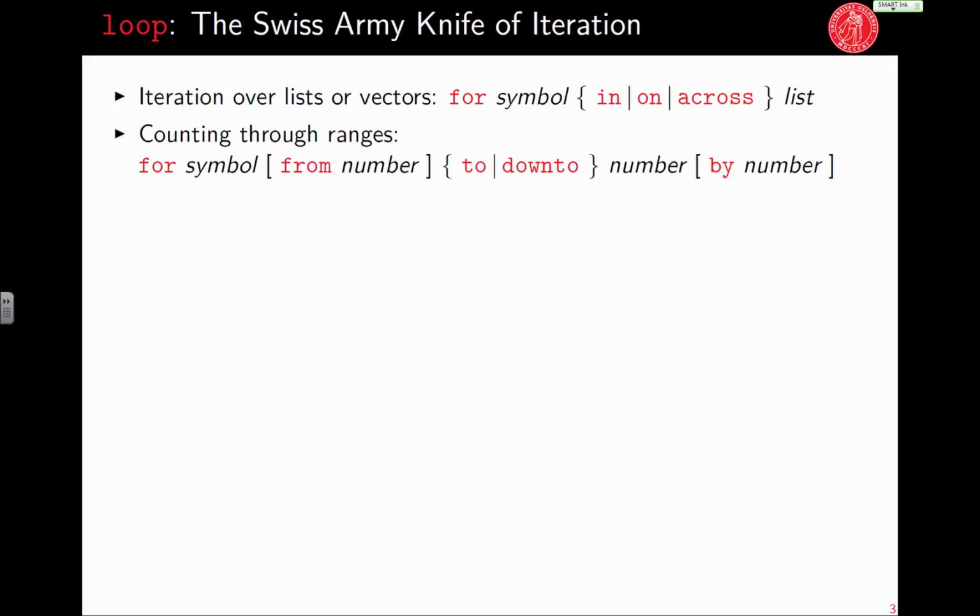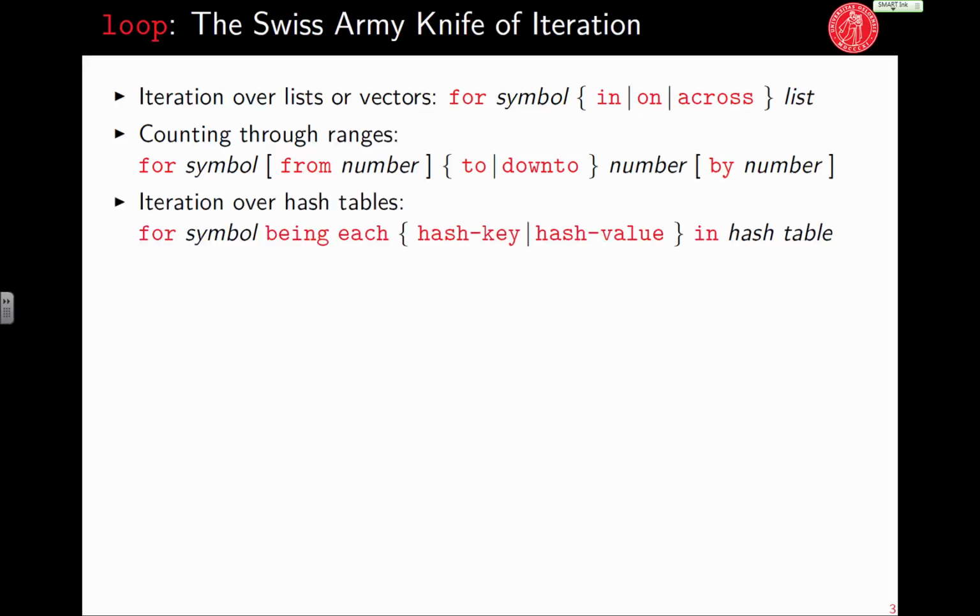I can count for, variable name, optional from, optional to, down to, by number. In fact, I can count from 1 without a to, and then it will count indefinitely. I can iterate over hash tables, for variable being each hash key or hash value in a hash table.